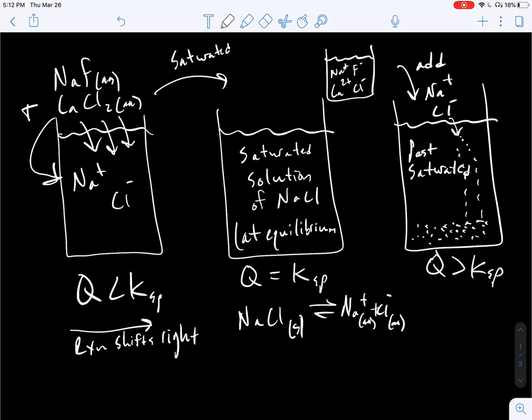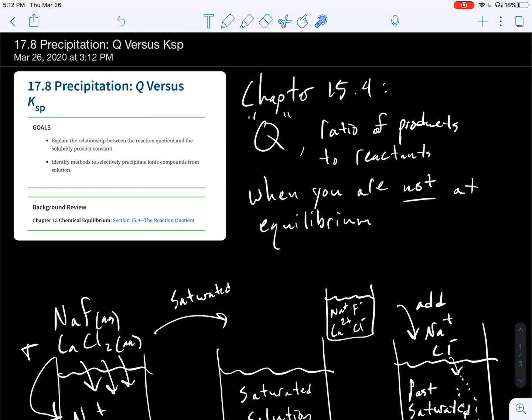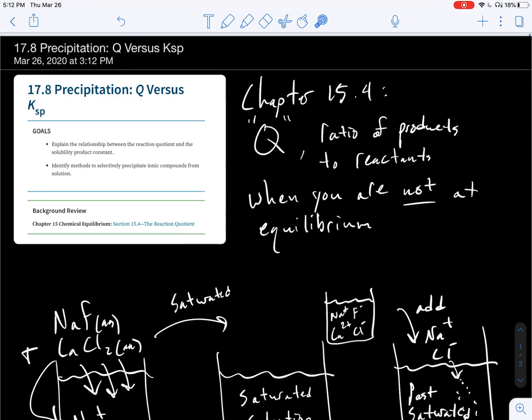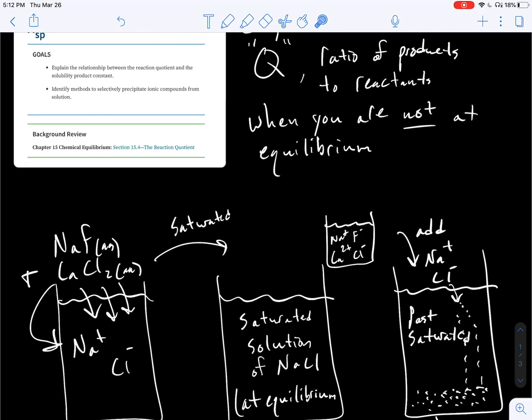If I'm adding something to this beaker here, this is already saturated. I'm going to start forming NaCl right away, shifting to the right. Oh, I'm sorry, shifting to the left. Q is greater than K right now, so we're going to shift left back to sodium chloride. So that's really the main points here on the Q versus K relationship.